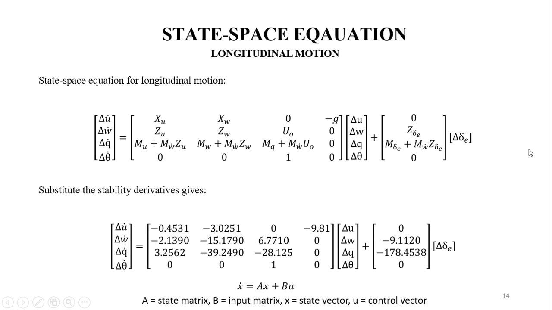Then, we can generate the state space equation for longitudinal motion by substituting the stability derivatives. The matrix will be in the form of x dot equals Ax plus Bu, where A is the state matrix, B is the input matrix, X is the state vector, and U is the control vector.